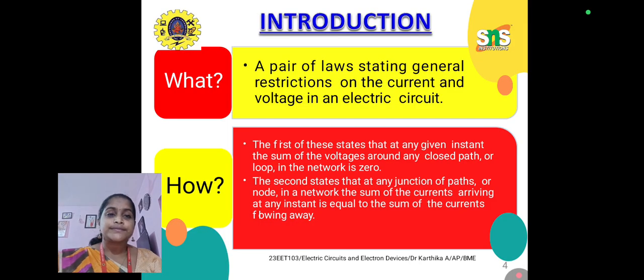What is Kirchhoff's law? A pair of laws stating general restrictions on the current and voltage in an electric circuit is called Kirchhoff's law. The first law states that at any given instant, the sum of voltages around any closed path or loop in the network is zero. The second states that at any junction of paths or node in a network, the sum of currents arriving at any instant is equal to the sum of currents flowing away.